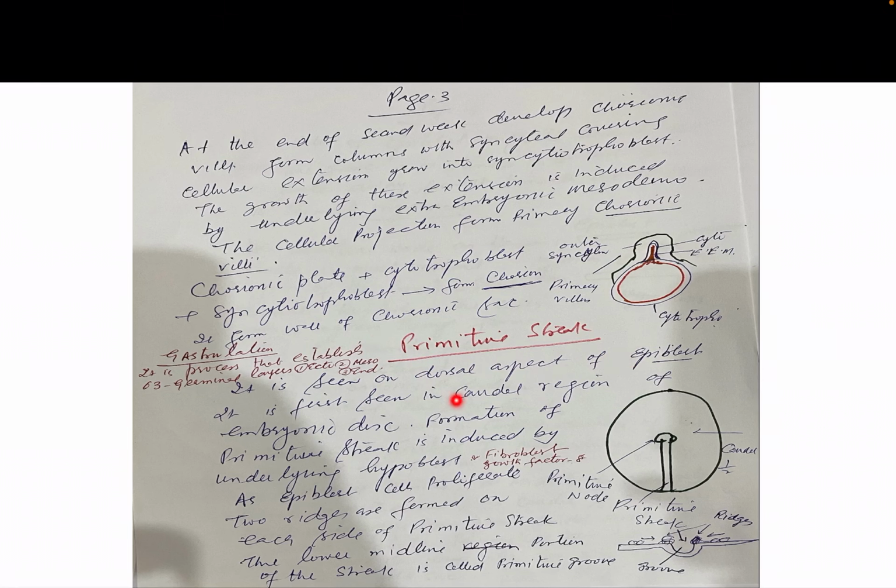Primitive streak, it is seen on the dorsal aspect of the epiblast, as you can say. Actually, epiblast and hypoblast, if you see from an anteroposterior view, are plate-like structures, two plates put one on each other. The upper plate is the epiblast, the lower plate is the hypoblast. This is the upper plate, the dorsal side is seen, and the whole plate is the epiblast.